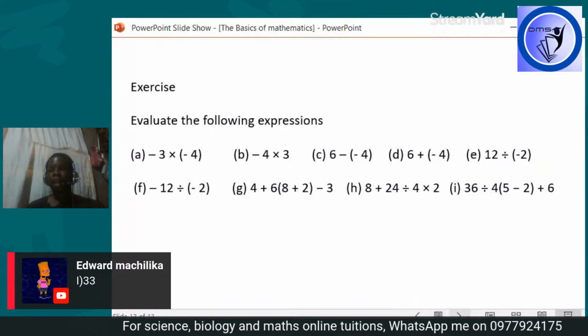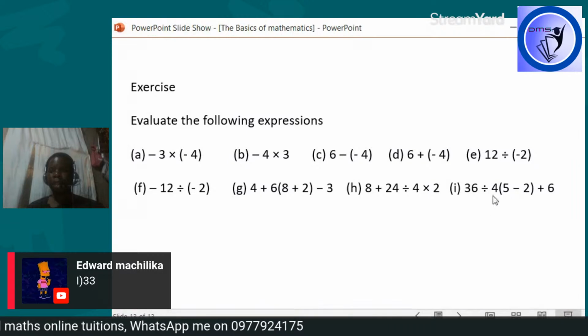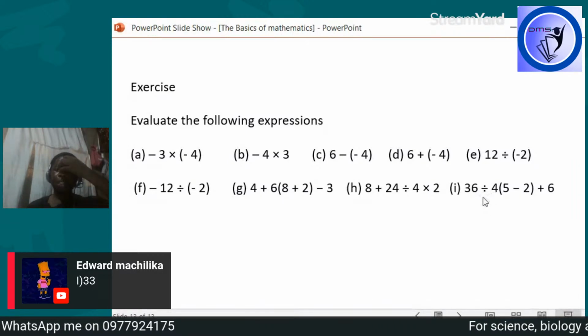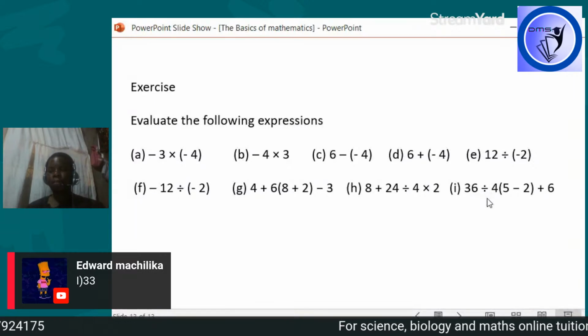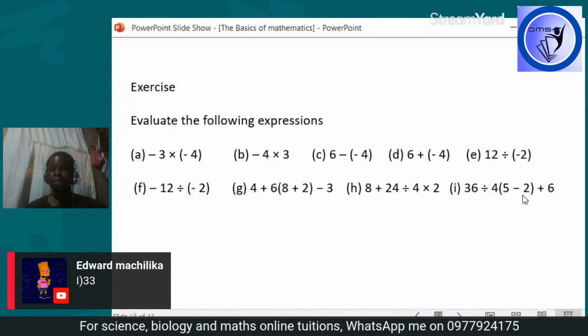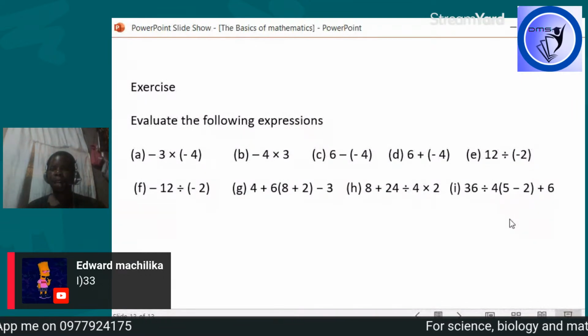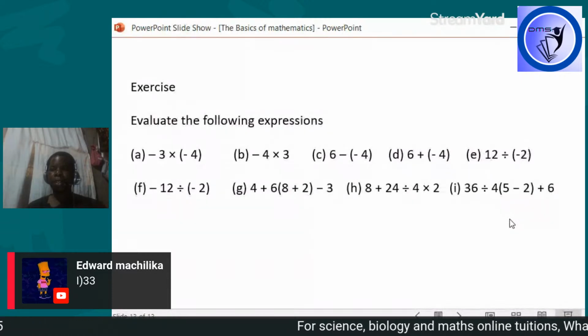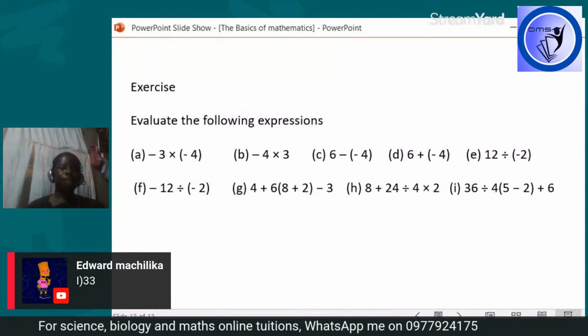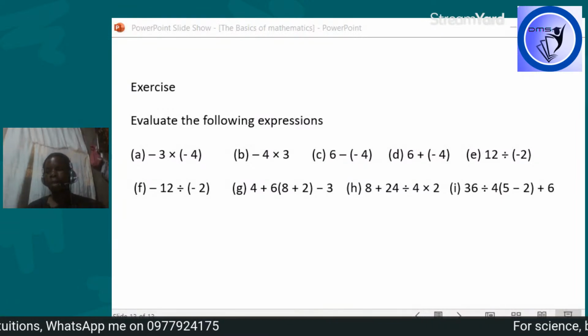I think so. But however, I don't know how Edward got this one. Maybe he said, first of all, 36 divided by 4, he got 9. Then 5 minus 2, 3. Then 9 multiplied by 3, he should have been getting 27, then plus that one. No, no, no. Maybe I don't know, Edward, how you got that one, but we were getting somewhere like 10, I'm sure.